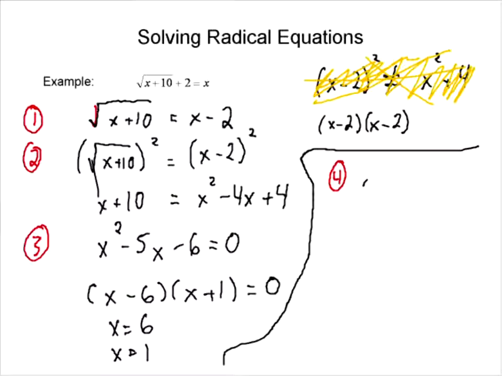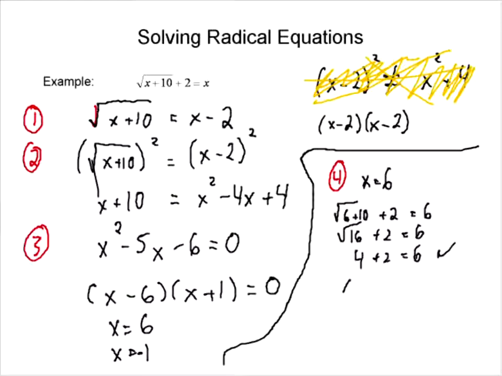So let's check x equals 6. Now, I've actually down here forgotten a negative, because I got plus 6 and negative 1. So let's test x equals 6. We're going to get the square root of 6 plus 10, plus 2. Is that equal to 6? So is root 16 plus 2 equal to 6? Well, that tells you that that's 4 plus 2 equal to 6. And that is definitely a true statement. So we know that that is a solution.